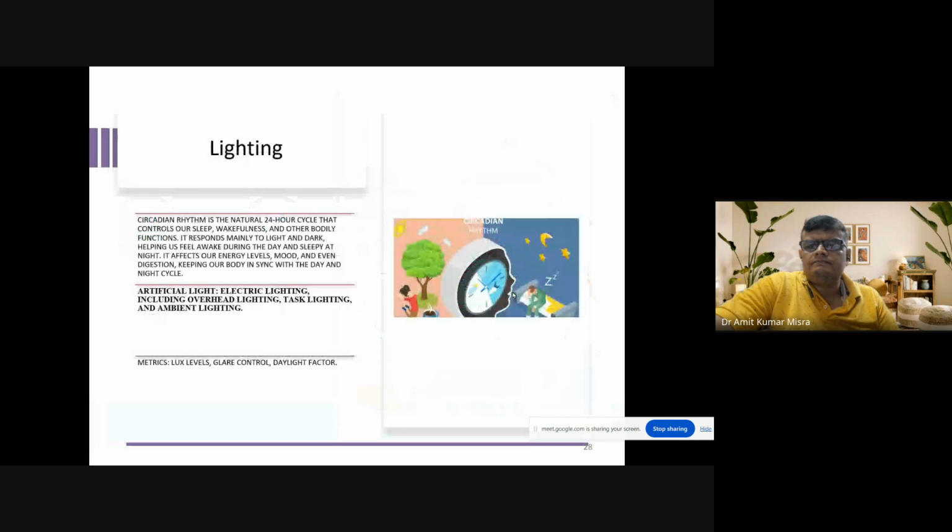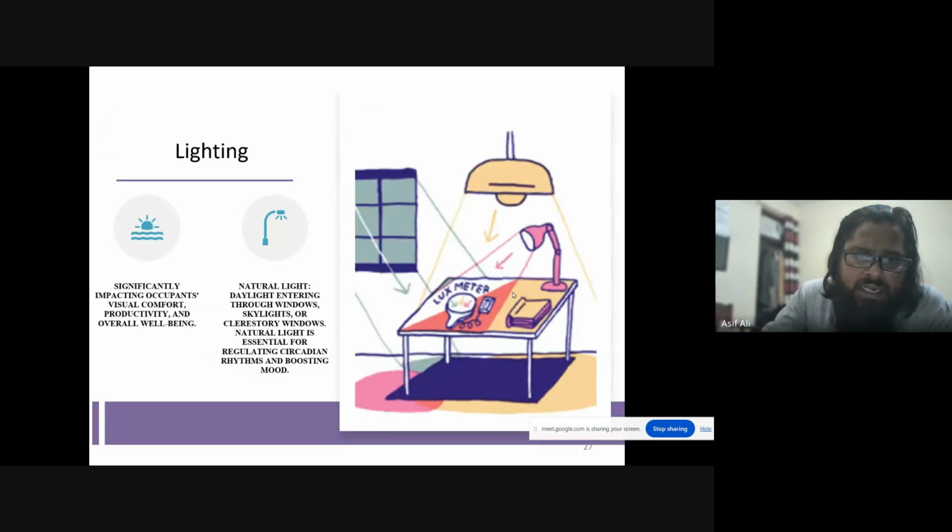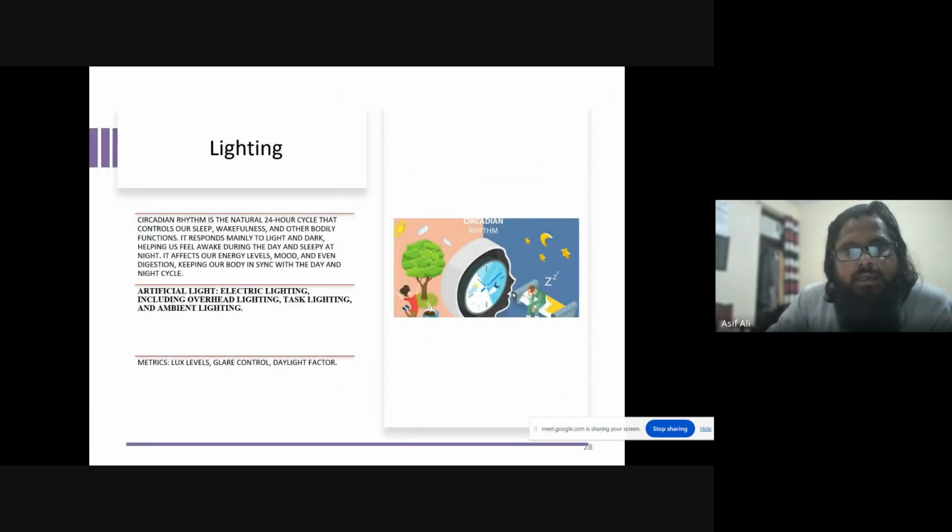Okay. So one more thing here, circadian rhythm is your body clock. Obviously, if there is no window, no source of natural light in your building, then what will happen is that you will not come to know when it is night or when it is day. So this circadian rhythm will be disturbed, and it boosts your mood or disturbs your mood. So it is very essential that there should be natural light inside the building too, for your psychological health.